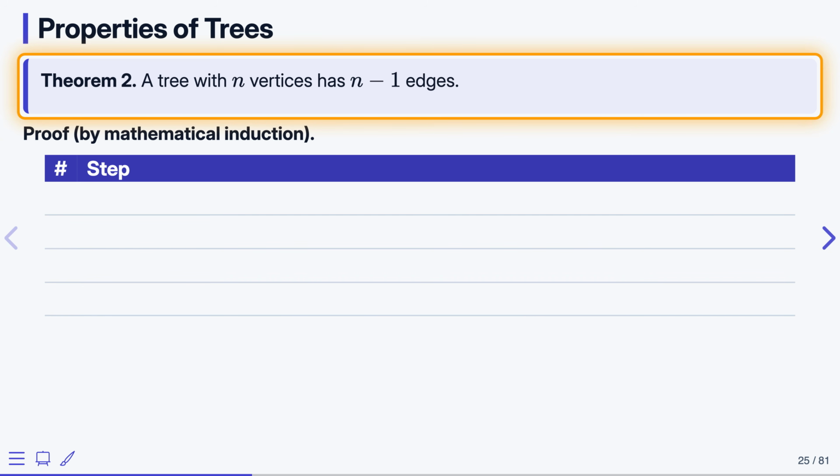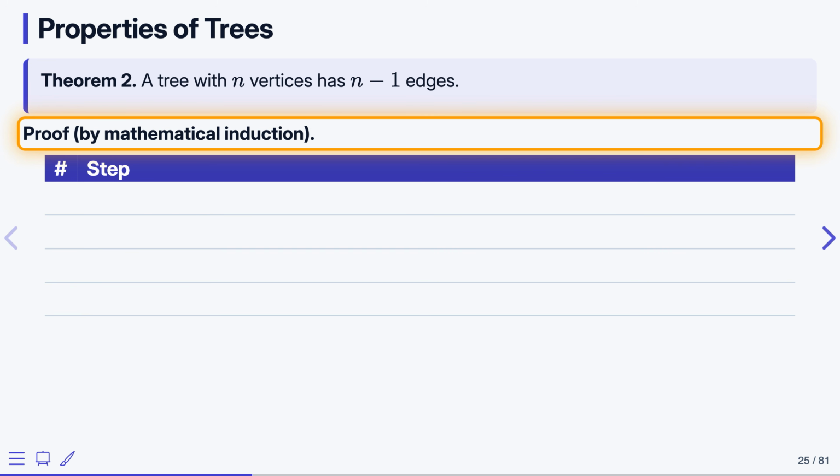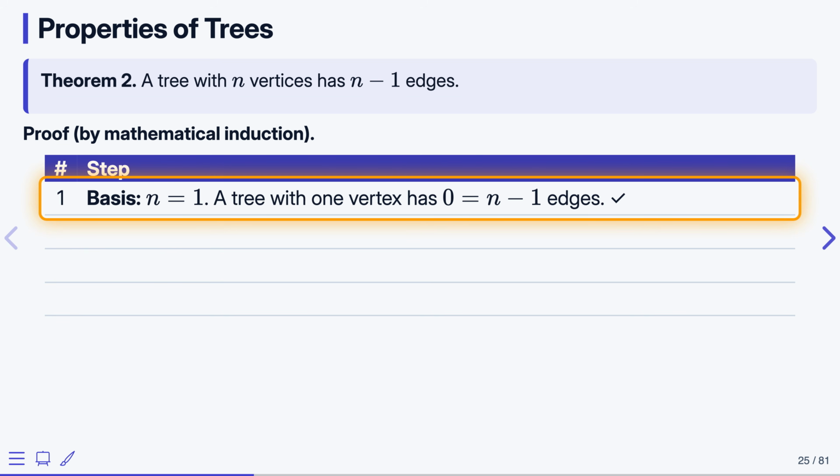Now the first counting rule. A tree with n dots has exactly n-1 edges. The number of edges is always 1 less than the number of dots. We prove it by induction. That means we check the smallest case, and then show each case follows from the one before. Step 1. The basis. Take n equal to 1. A tree with a single dot has no edges and n-1 is 0, so it holds.